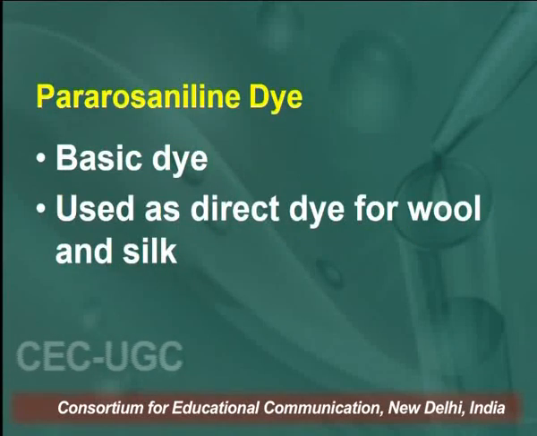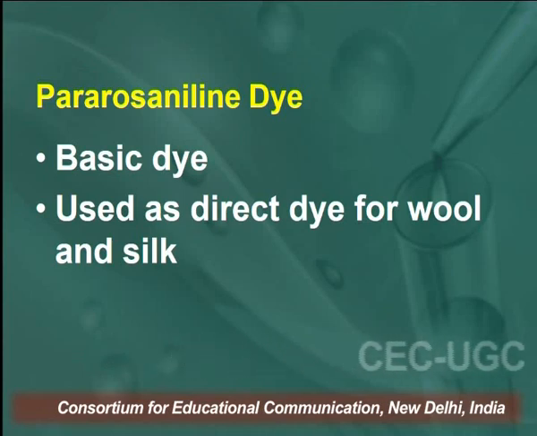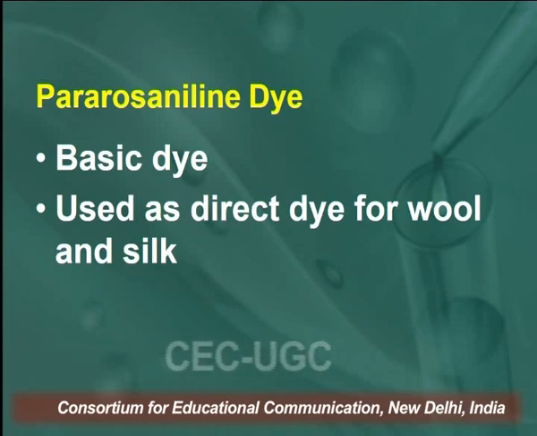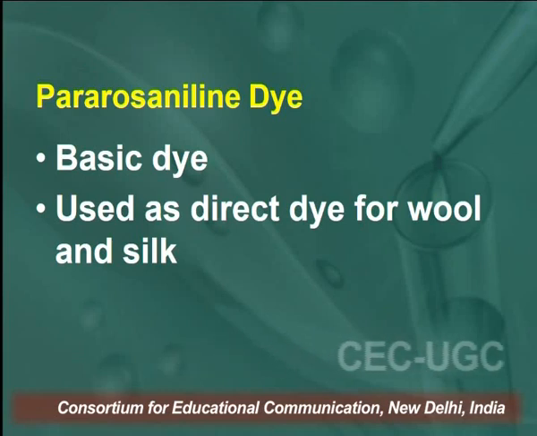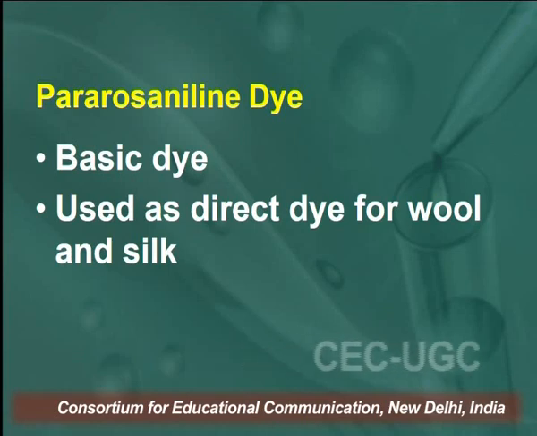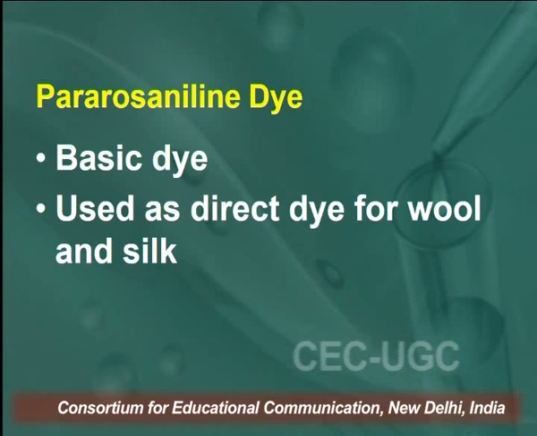Another class of synthetic dye is pararosaniline dye. This is also a class of synthetic dye. We discussed rosaniline dye, and now this is pararosaniline dye. What is this dye? This is a basic dye, used as a direct dye for wool or silk. What is the meaning of direct dyes? These dyes can be applied directly on the fabric.